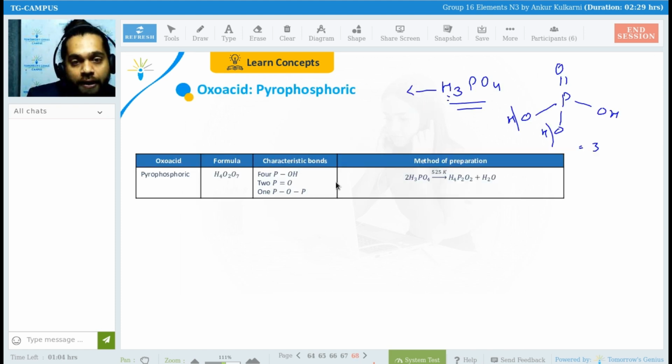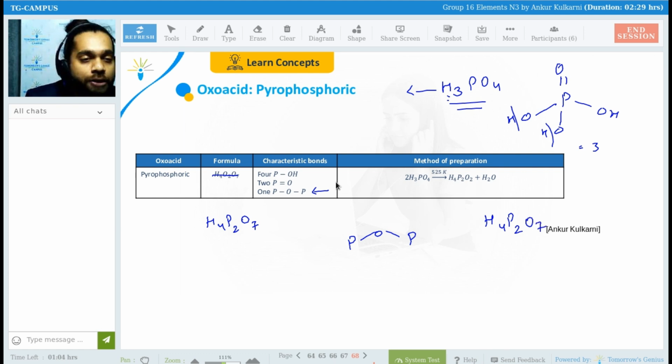Then you have the H4. This is not O2, it is P2. Again, an odd number of oxygens has come. Again, if you notice, POP. Come on, draw it. It contains a POP bond. H4P2O7. Draw the structure and tell me the oxidation state in the chat box. Sashidharan, you are not drawing. Draw the structure and tell me the oxidation state in the chat box.